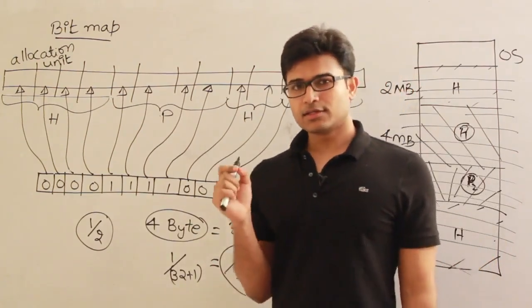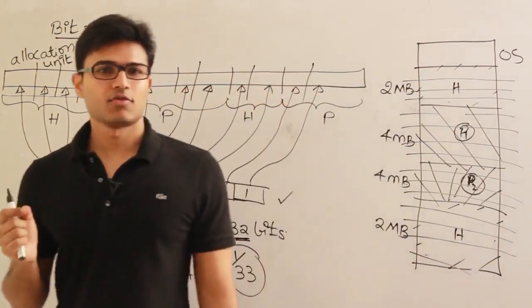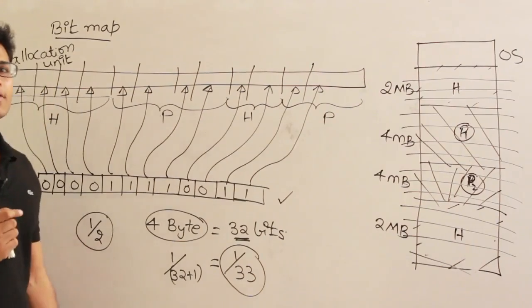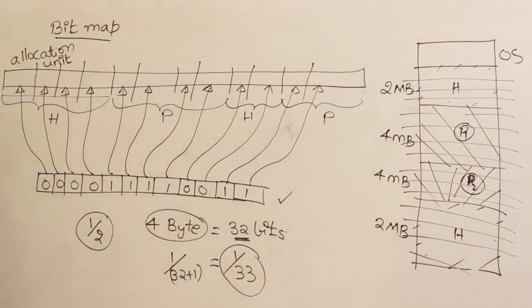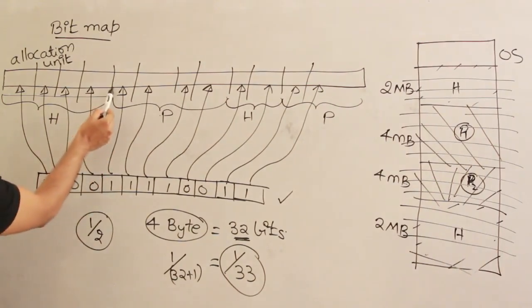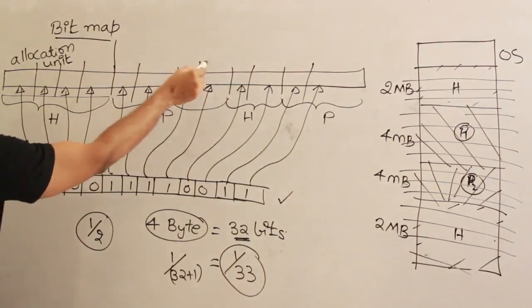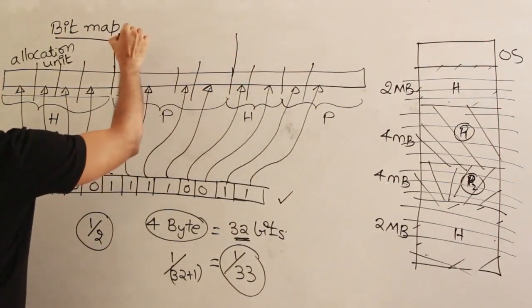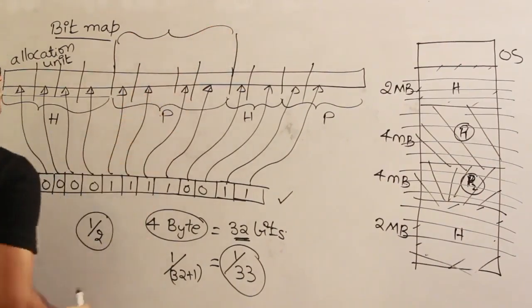But then there is a disadvantage there. Can you just guess what could be the disadvantage? So the disadvantage here is like this. Let us say a process is starting from here, from this part to this part, you are seeing that the process is present, isn't it?